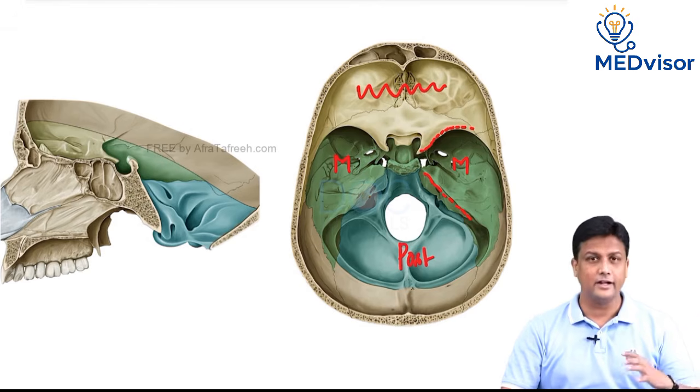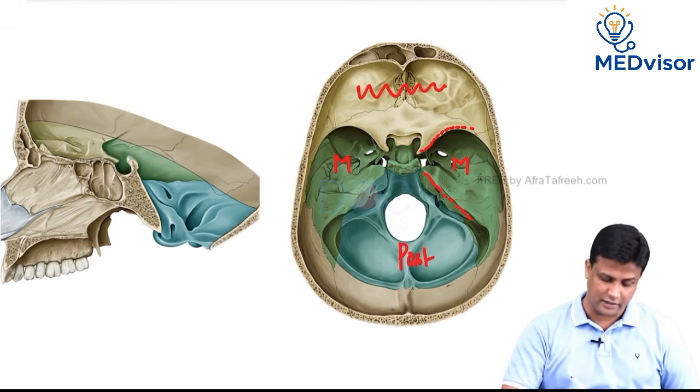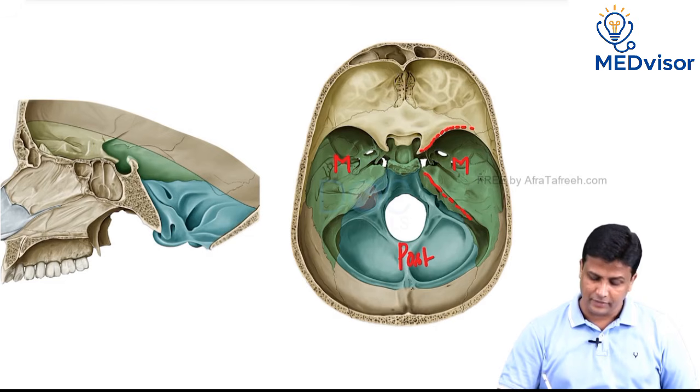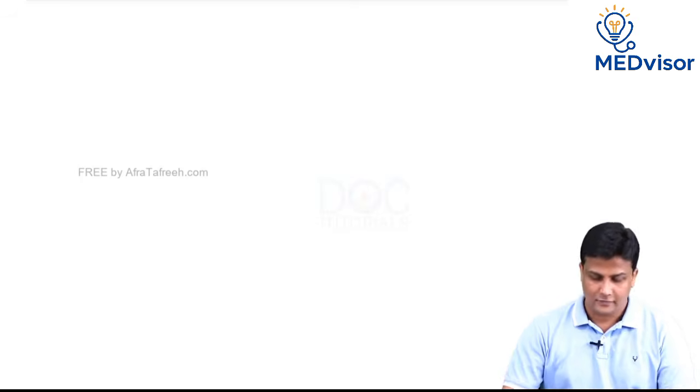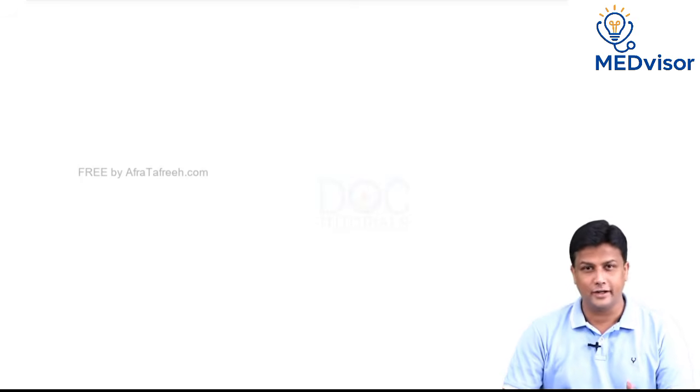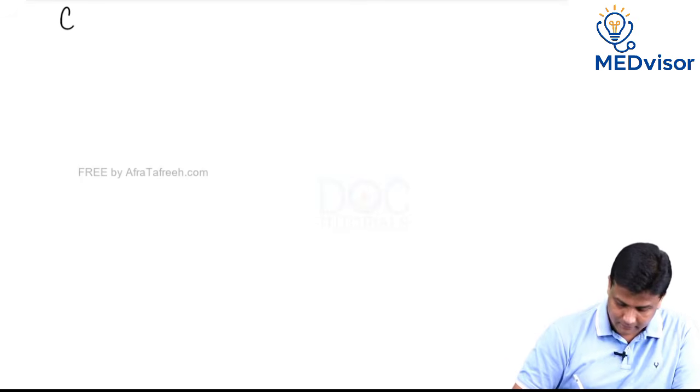So in this manner, the entire cranium consists of three cranial fossae: the anterior, the middle and the posterior cranial fossae, guys. Perfect. Let's draw this diagram here. So now let's draw the diagram of the cranial fossae, guys.